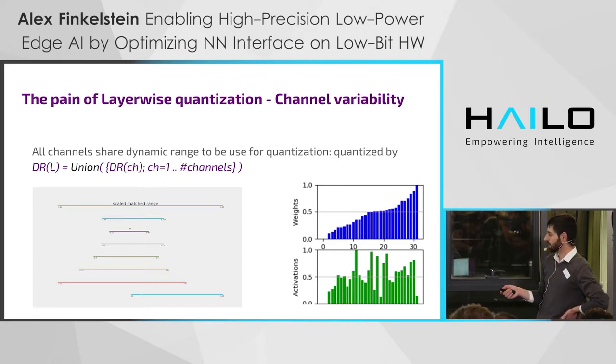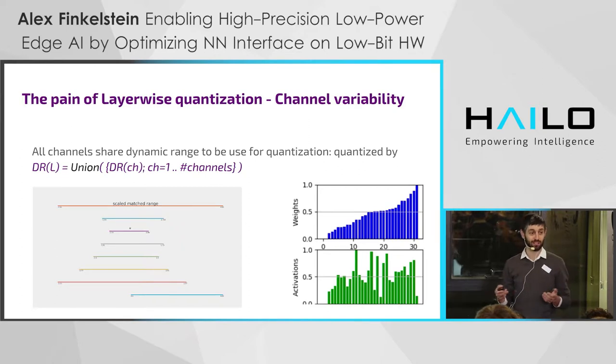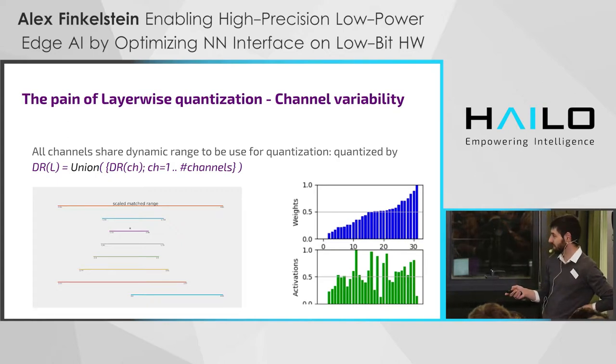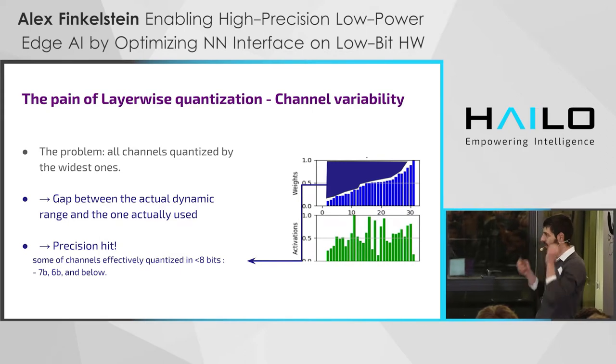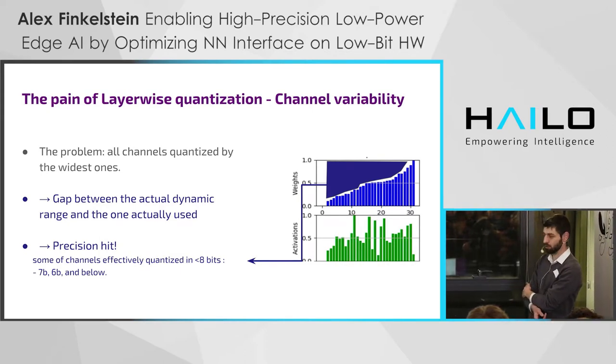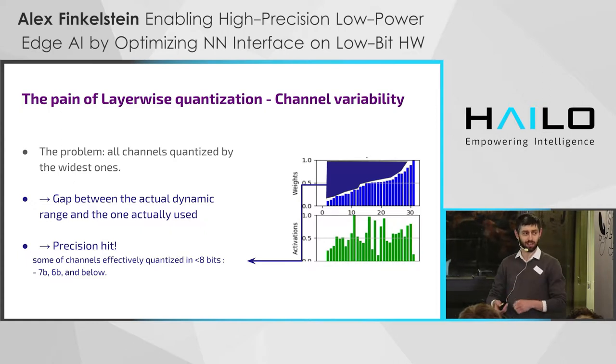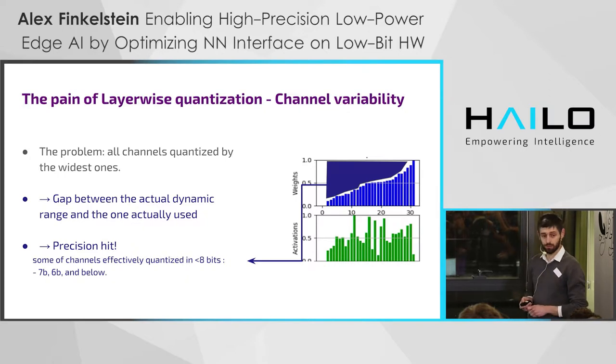So for example, this one suffers a lot because it's quantized according to a much wider dynamic range than it actually uses. So it doesn't get quantized to 8 bits, but rather less, and the same for these ones. So for most channels we have a serious gap between the actual dynamic range that they need and the one actually used to compute the bins and quantize. And this creates a precision hit. It increases the SQNR. Not to say that the SQNR is always the right measure, but in any metric that you take, it increases the noise with respect to the signal.